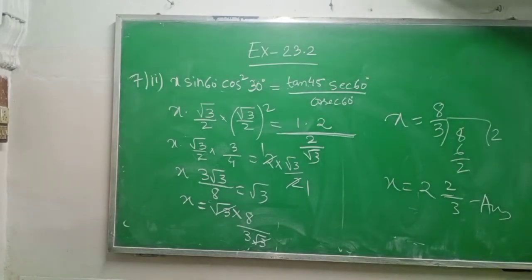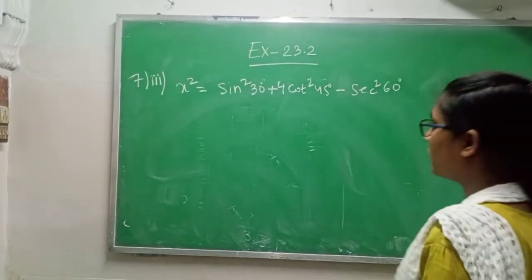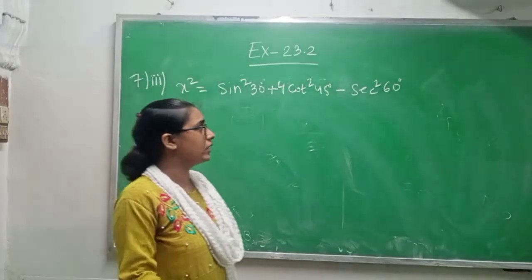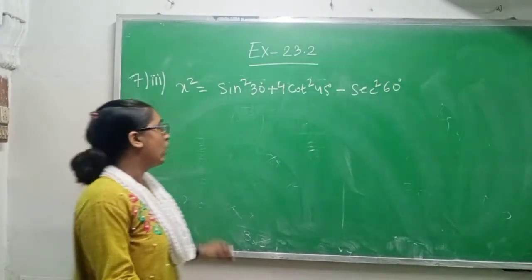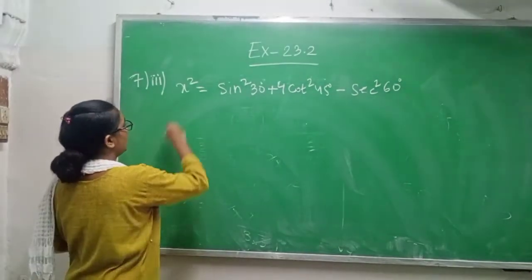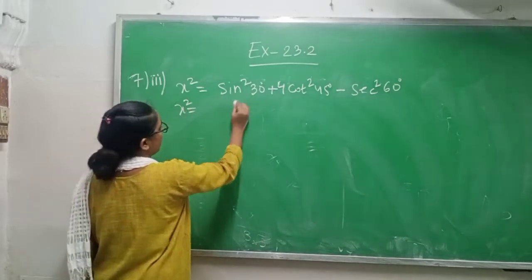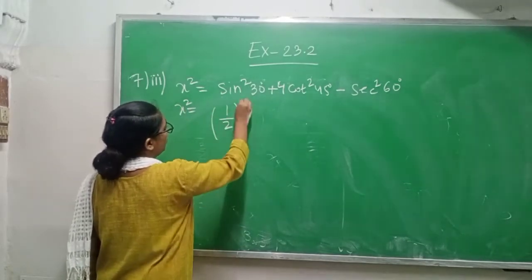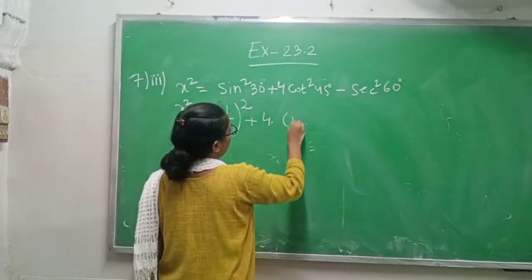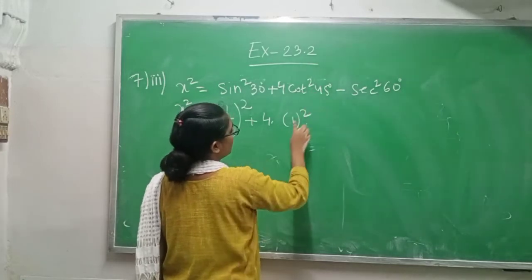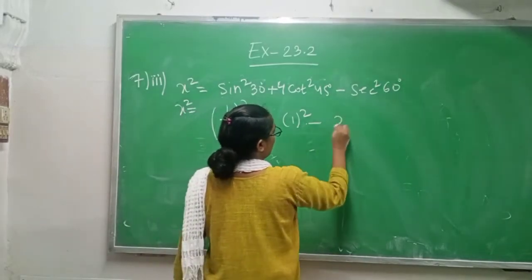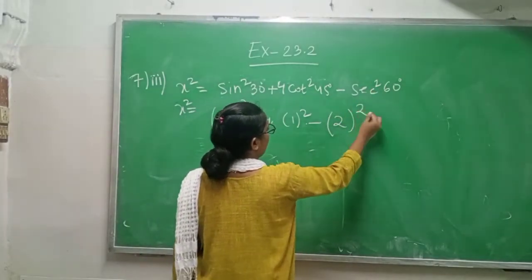Copy this one. Class 10C, question number 7-3. It is given x square equals sin square 30 degree plus 4 cot square 45 degree minus x sec square 60 degree. You have to find the x value, but you have x square here. First of all, put the value of whatever is given to you. Sin 30 degree value is 1 by 2, whole square because it is given square, plus 4. Cot 45 degree value is 1, squared, and sec 60 degree value is 2, squared. Since you have a square, you have to give a square.